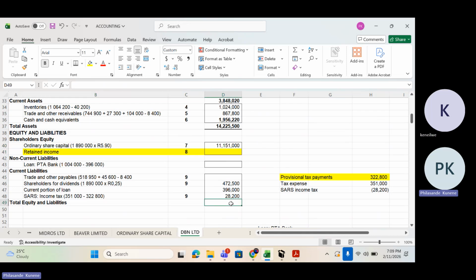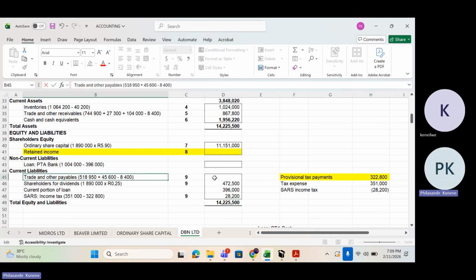And I know very well that my equity, and because retained income, we said we're unable to calculate it, it is going to be our balancing figure. I know very well that my equity and liabilities are still going to be 14,225,500 rands. Now let's close our trade and other payables. How much are we getting there?